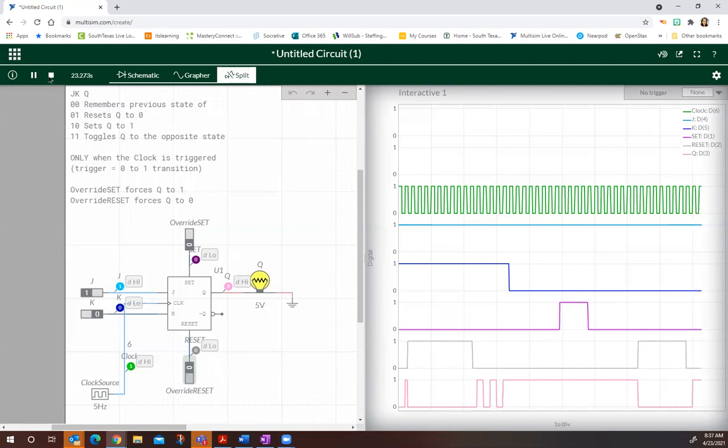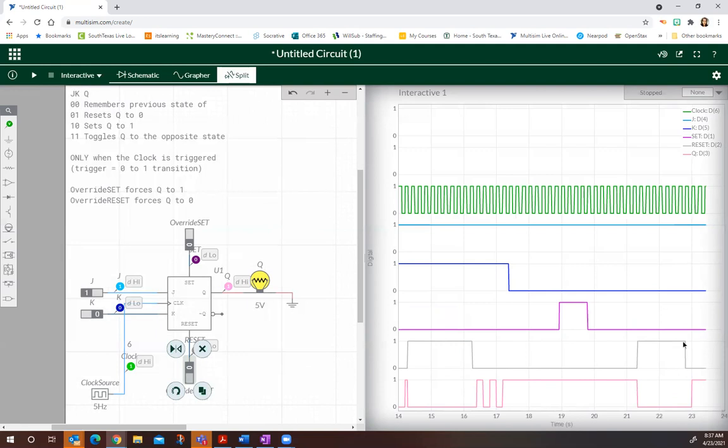I want to point out, I'm going to pause here. I'm going to stop the simulation here. I want to point out that when I stopped resetting it, as you can see here, the output didn't go back to being a 1 immediately. It had to wait until the clock told it to.